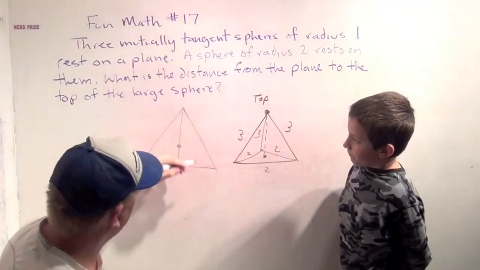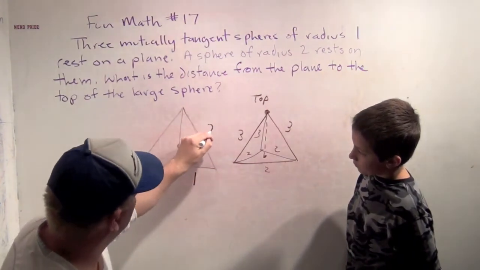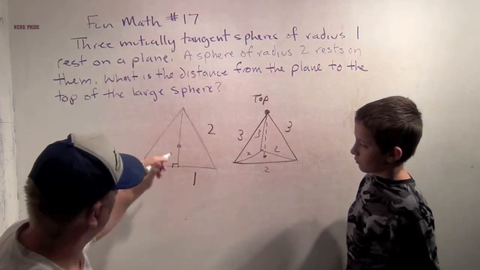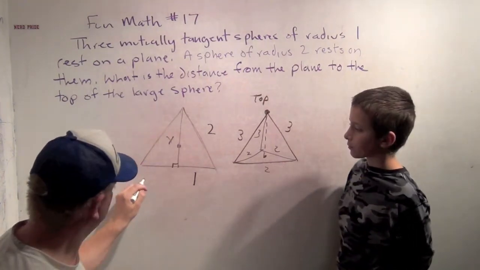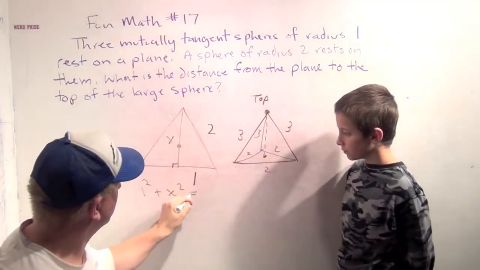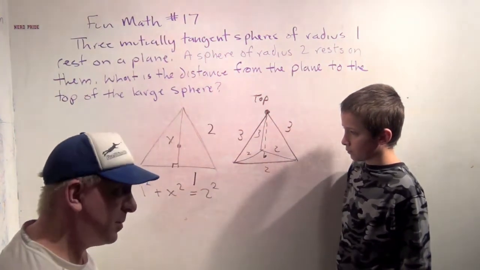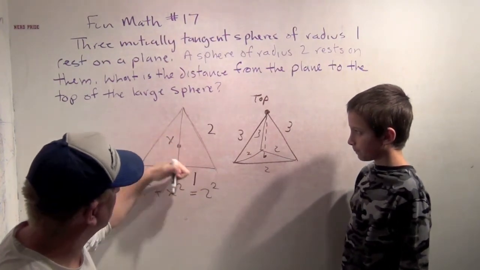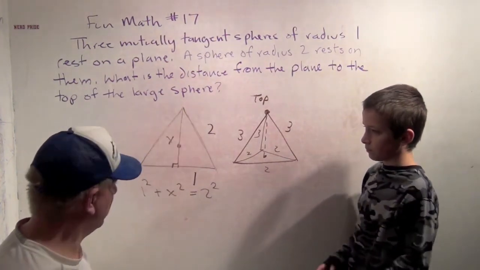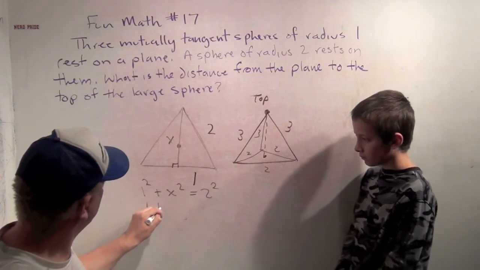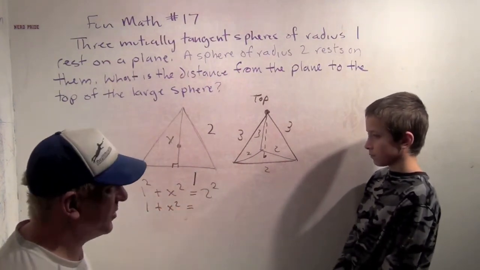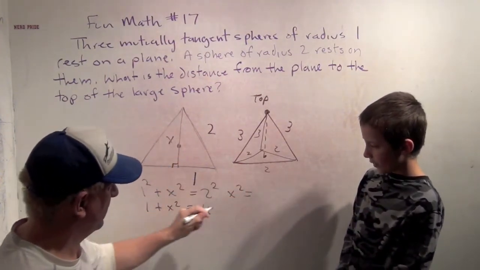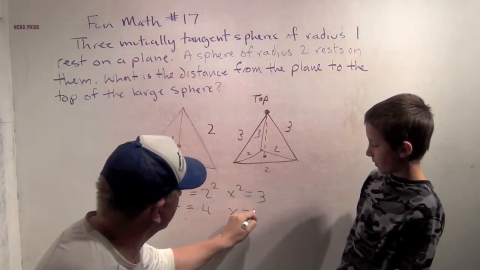If this is 2, half the distance is 1. 2, and then question mark. We use the Pythagorean theorem. Let me call it x. The Pythagorean theorem says 1 squared plus x squared equals 2 squared. Do you remember the Pythagorean theorem? For a right triangle, side squared plus side squared equals hypotenuse squared. Or 1 plus x squared equals, what's 2 squared? 4. X squared equals? 3. So it's the square root of 3. X is the square root of 3.